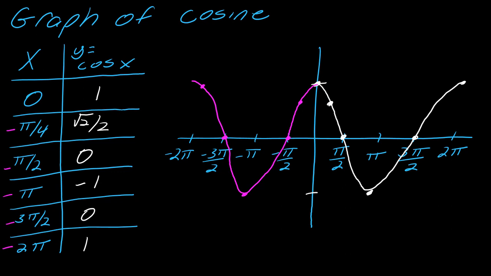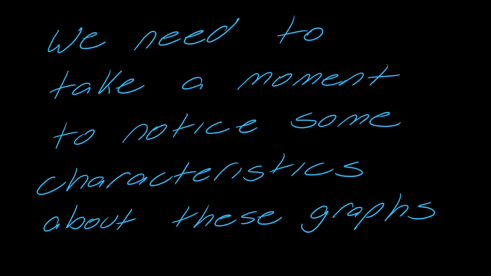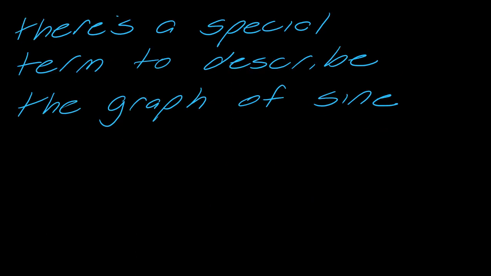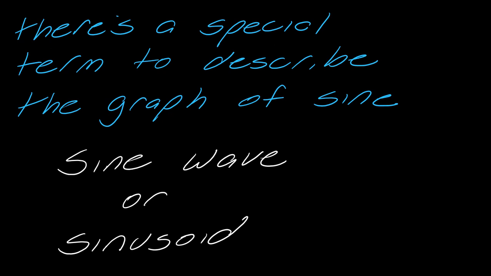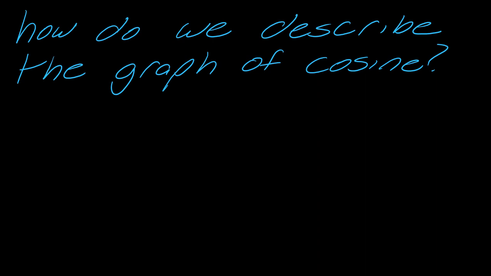So the graphs of sine and cosine are pretty similar. And what I want to do is take a moment to notice some characteristics about these graphs. So I really want to dive into them a little bit. So first of all, the graph of sine, we have a special term for that wave. It's called a sine wave. I know it's not the most creative name, sine wave or sinusoid. So those are the two terms that we use to describe sine. And then the graph of cosine really looks like sine, right? Except it's just been moved.